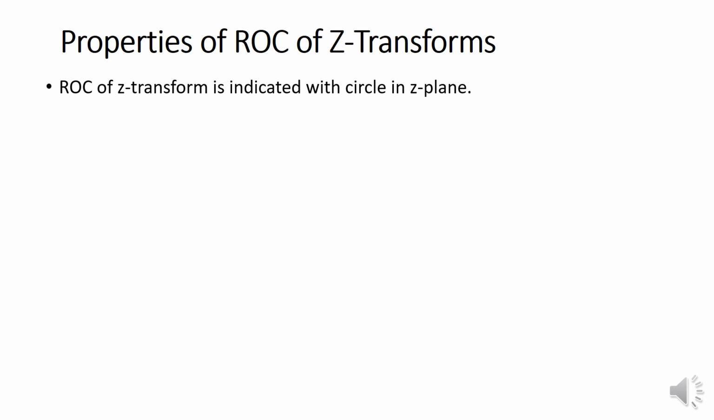So the ROC of the Z transform is indicated with a circle in the Z plane, right? Because z is r e^(jω). The best way to represent z is by the polar representation. Since we are only considering the magnitude, what we are getting is a circle. I'll explain it when we are doing examples. And the ROC does not contain any poles.